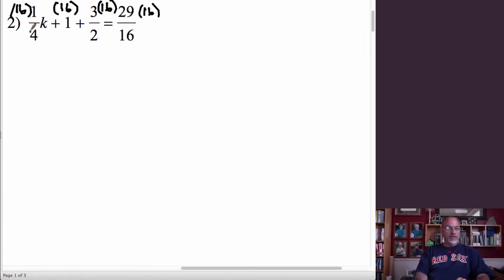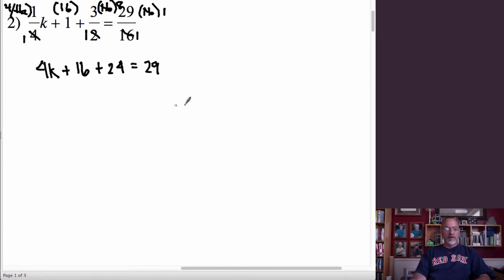So in the first equation, this is divisible by 4, and the 16 is divisible by 4, leaving me 4 times 1, which is 4k. 16 times 1 is 16. The 2 is divisible by 2, and the 16 is divisible by 2, leaving me 8 times 3, which is 24. And then the 16 is divisible by 16. Both of those reduce to 1. 1 times 29 is 29. So now I can do the rest of the problem without any fractions.